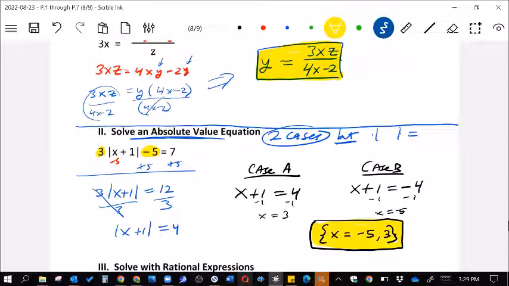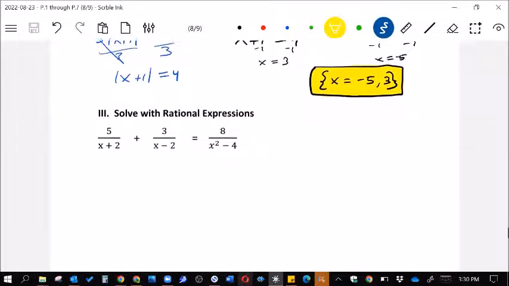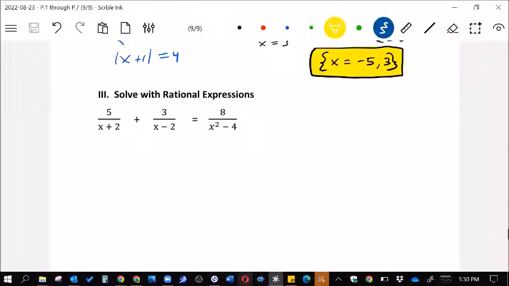And very seldom, once in a while, you get an extraneous answer where one of them makes it an incorrect statement and you'd only have one answer. But the huge majority of the time, you have 2 answers in this case. But that's why you always check to see if it's 1 or 2. Check both of them.